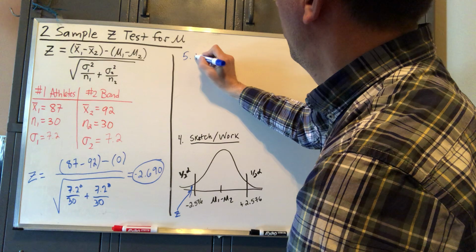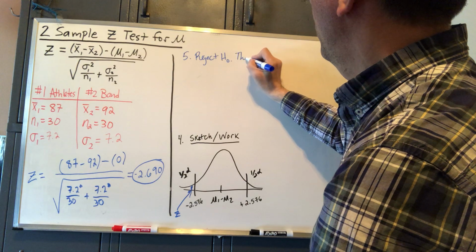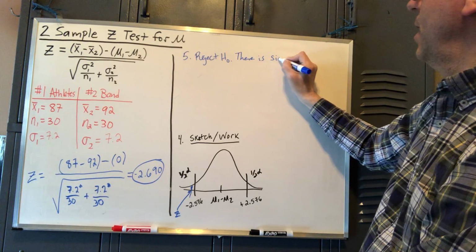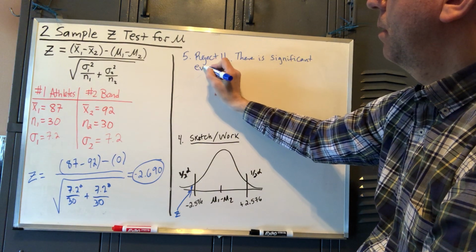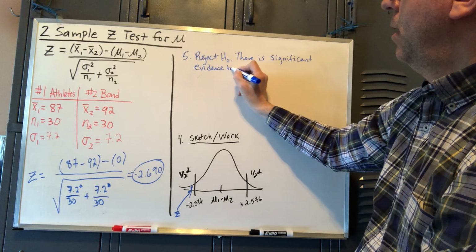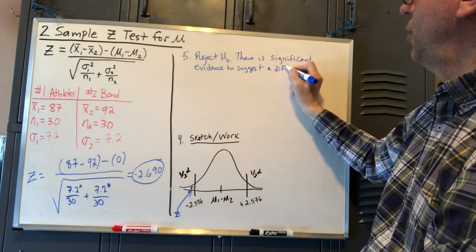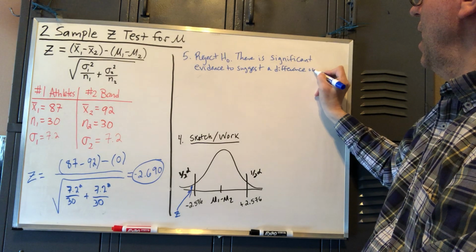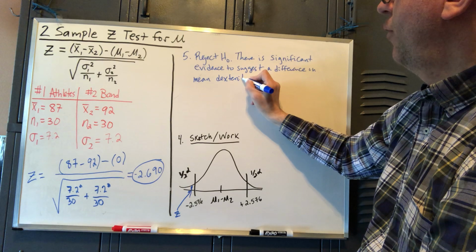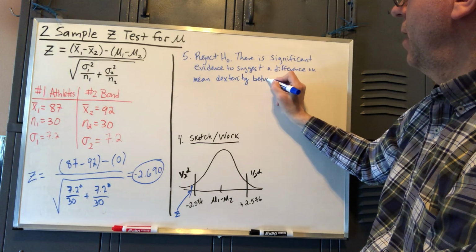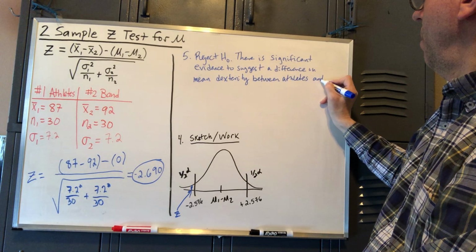Number 5 is my conclusion. Reject H0, which means null hypothesis. There is significant evidence to suggest, what am I suggesting? There is a difference, right? I'm suggesting a difference in mean dexterity between athletes and band members.